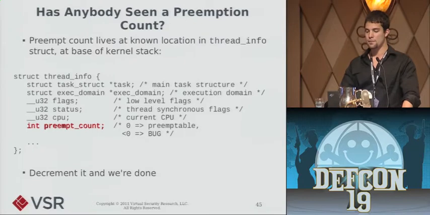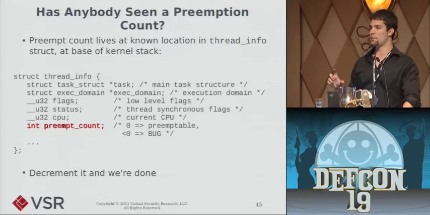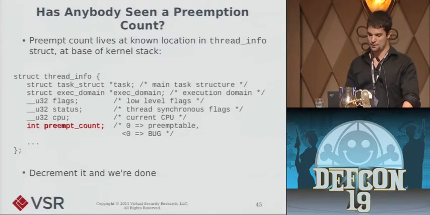It's really easy to find the preemption count. It just lives in this thread info structure, which is at the base of whatever process it is, kernel stack. So all we need to do is, we know where the soft-IRQ stack is, we just find the base of it, and then this variable is at a known offset from that base, and we just decrement it appropriately, and that's all we need to do.